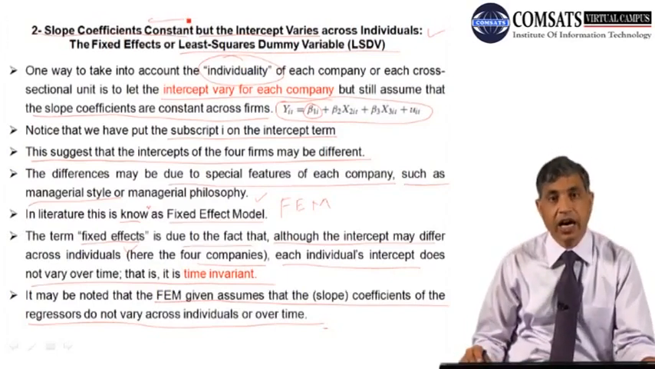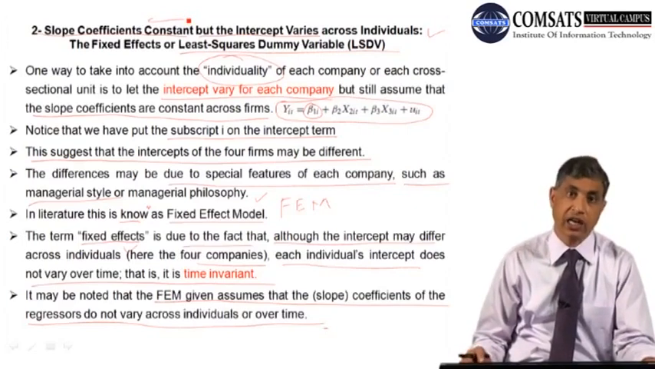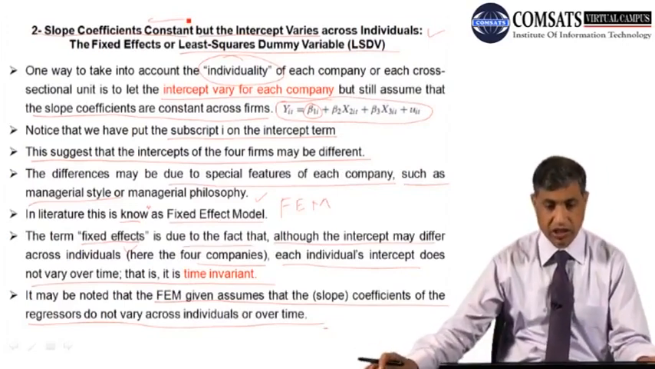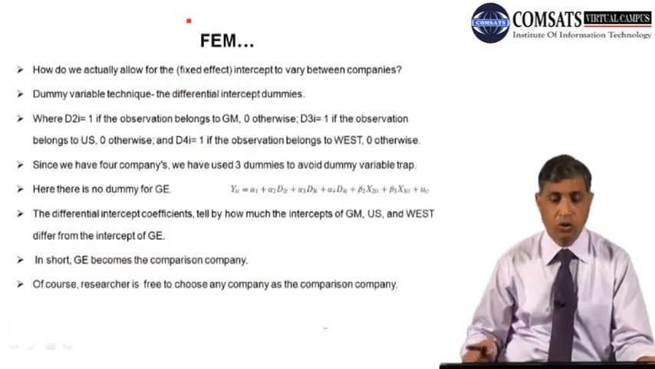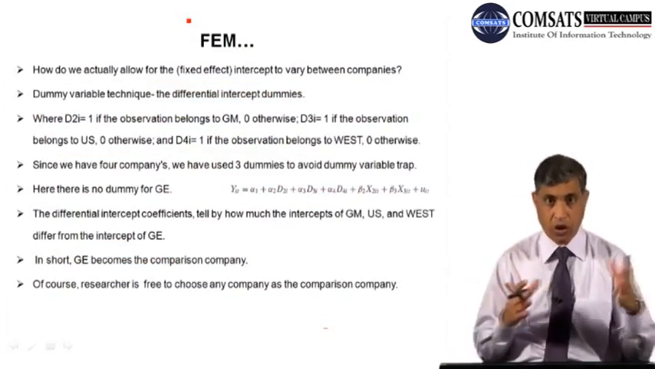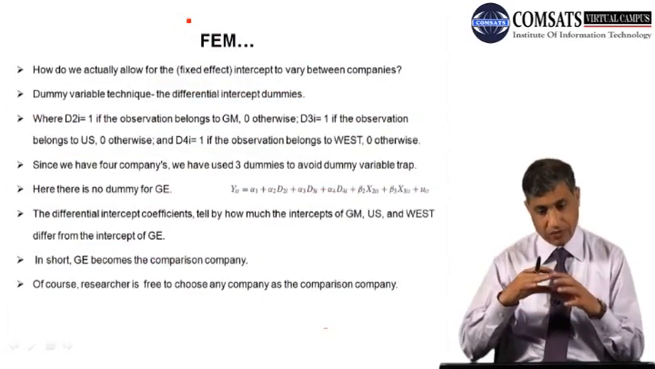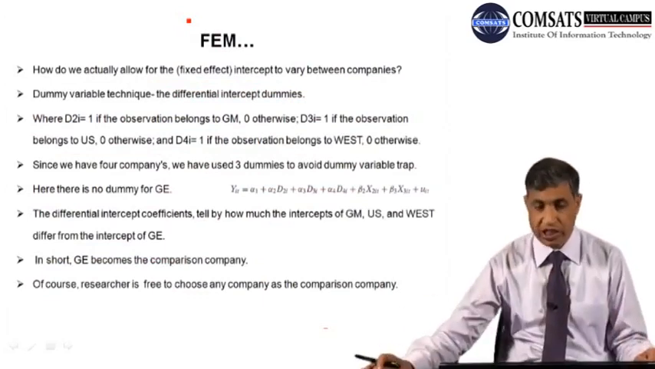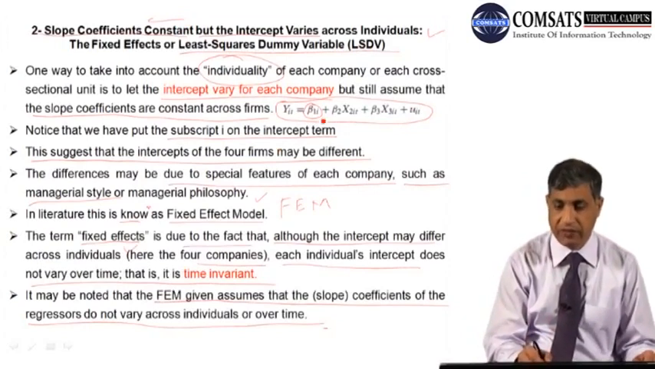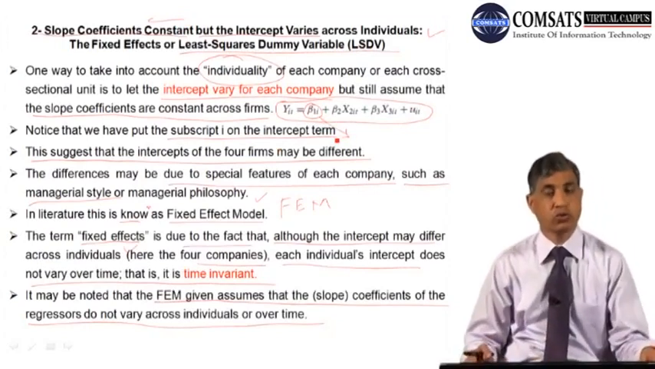What this means is that they are not only constant across units, but they are constant across time also. How do we now introduce this? We change the model. We changed the model here. If you look here, it was beta 1i, and we allow this to change.